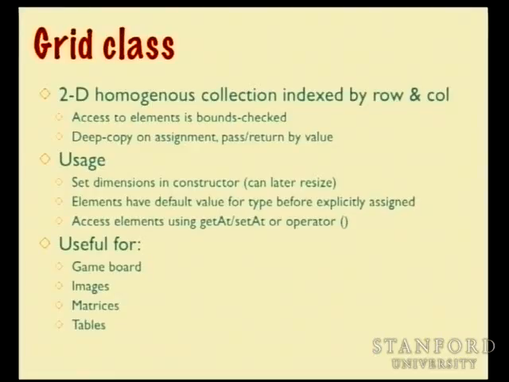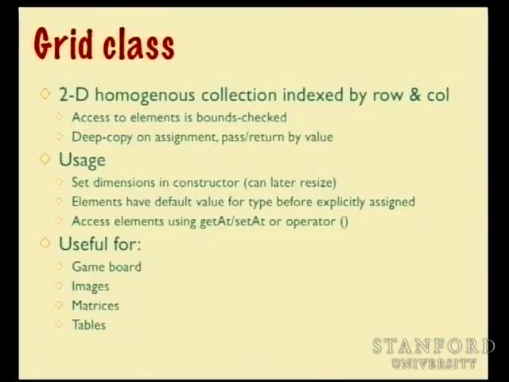But typically, once you set it, it tends to stay that way. You have access to each element by row and column. So you say, I want to get at this row, this column, and it'll return the value that's been stored there. I put a note here that says elements have default value for type before explicitly assigned. So if you say I want a 10 by 10 grid of integers, then it does create a full 10 by 10 grid of integers.